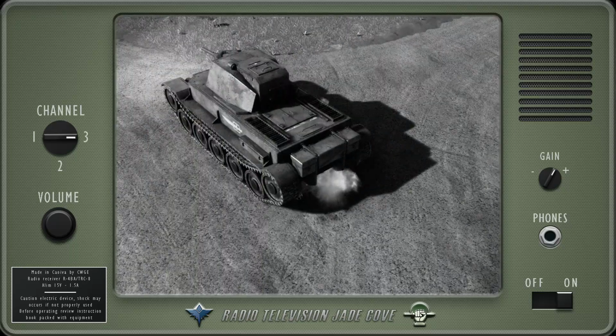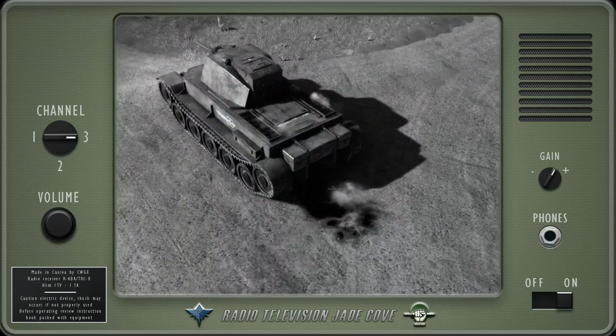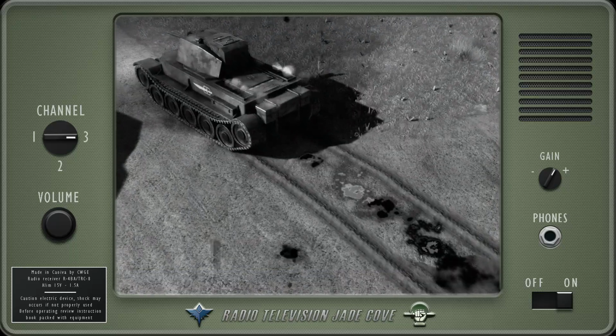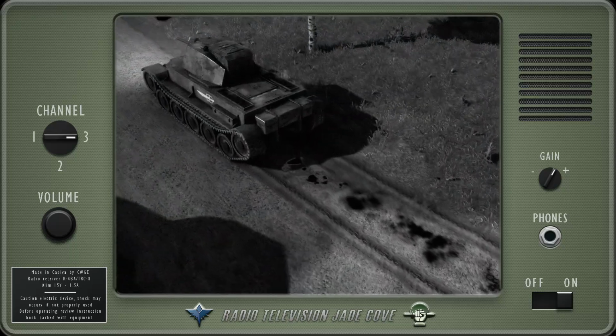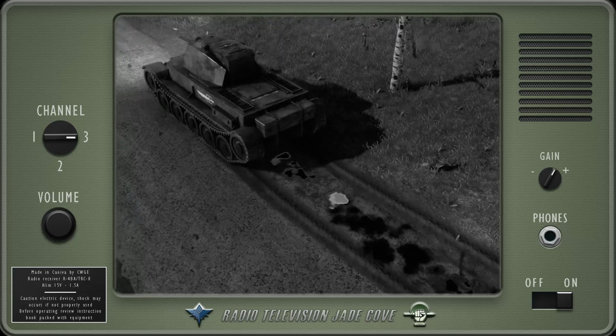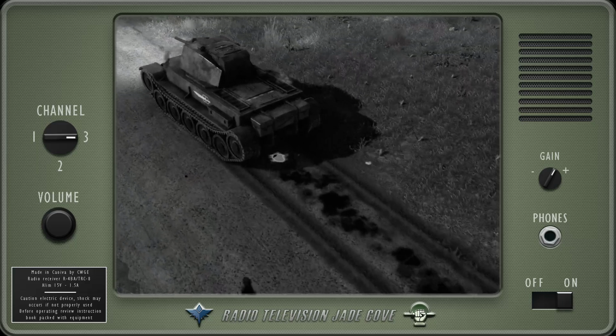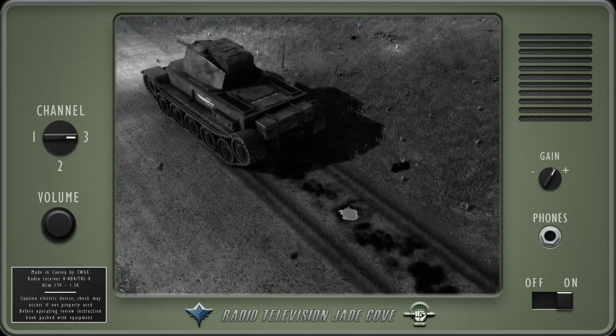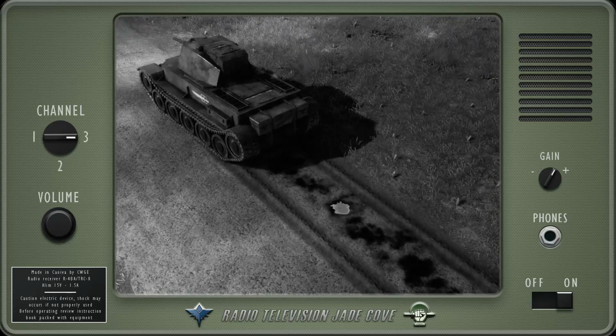If the fuel tank is punctured, the fuel will flow out of the tank, forming large black puddles behind it. If the tank cannot retreat to safety before it's empty, it will become immobilized. The tank is said to be leaking.